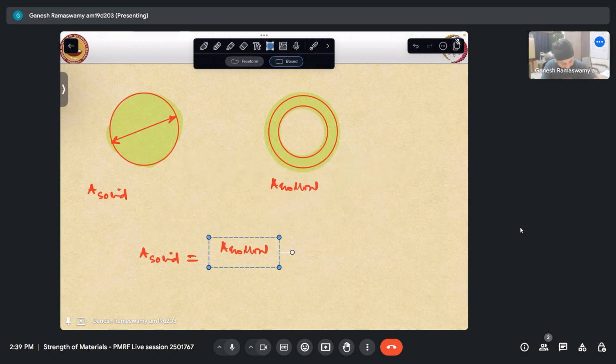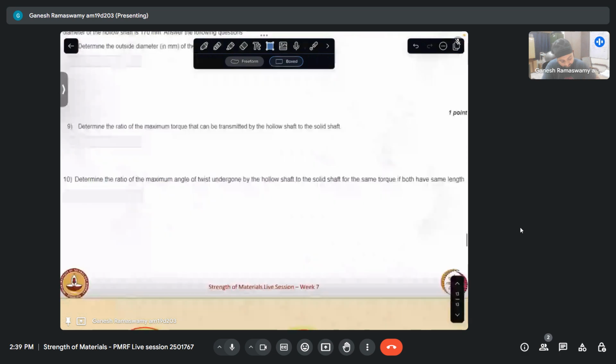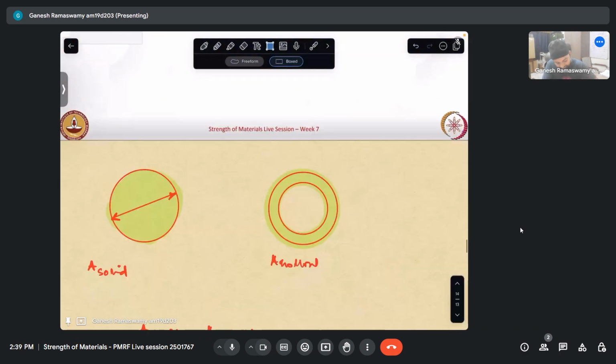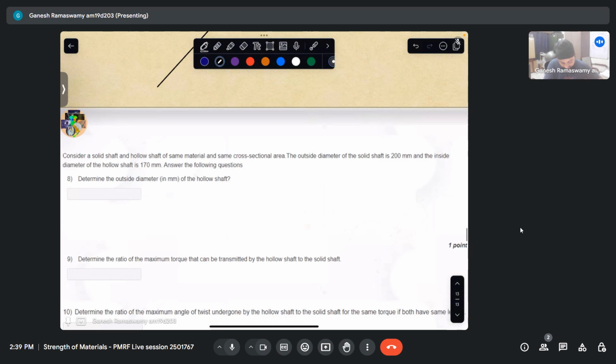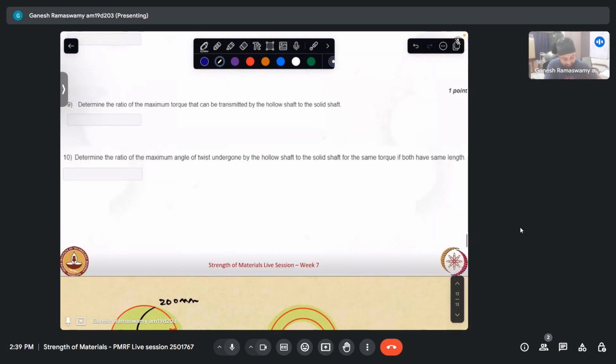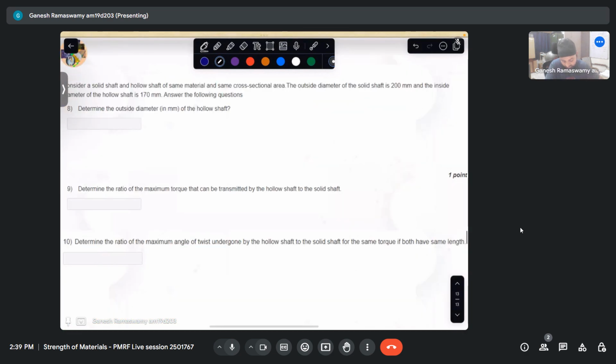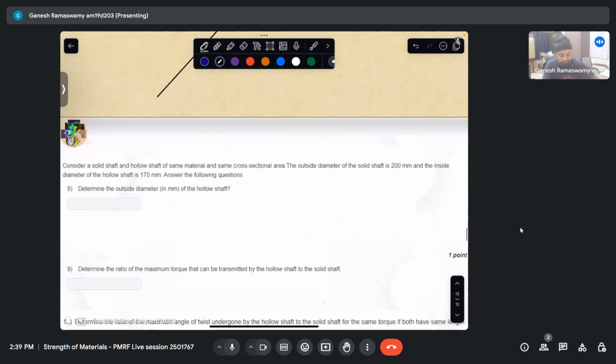So this is given in the question. Further, it is given that the outside diameter of the solid shaft is 200 mm. And the inside diameter of the hollow shaft is 170 mm. Outside diameter we have not been given. Determine the outside diameter, which is the first question, by the way. That is why this constraint is given.